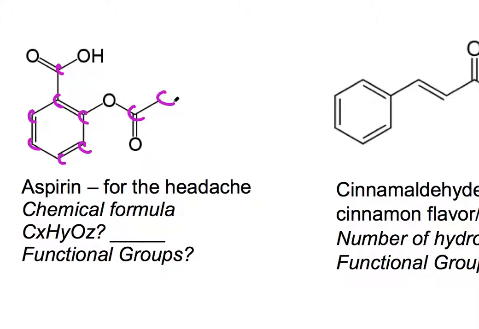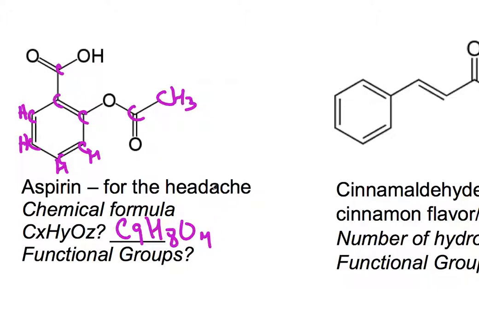How many carbons do we have? 1, 2, 6, 7, 8, 9. Okay, so C9. And then draw in the hydrogens. 1, 2, 3, 4, 5, 6, 7. Oh, and 8 because of this hydrogen on the OH group. Don't forget that one. And then we've got 1, 2, 3, 4 oxygens.